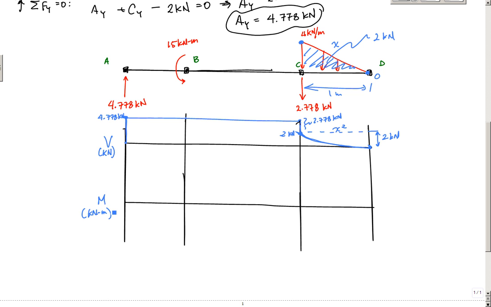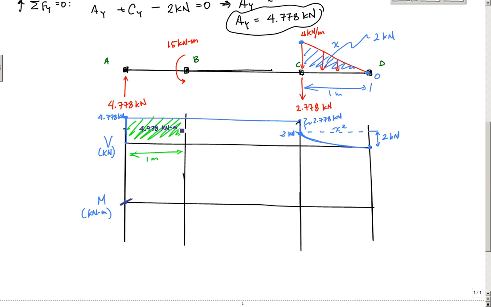Right here I have no moment, 0, okay? But in my shear diagram, if I look at this area right here, which was 1 meter, I have a positive shear. That means the value of my shear is the slope of my moment. So this slope should be 4.778 kilonewtons, and it's positive. It tells me I'm increasing, and this area is 4.778 kilonewton meters.